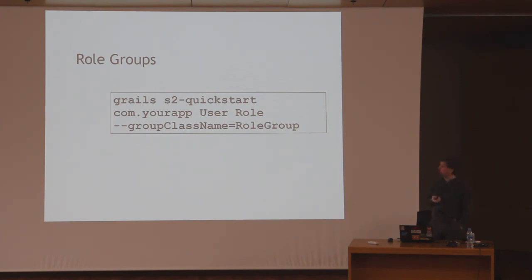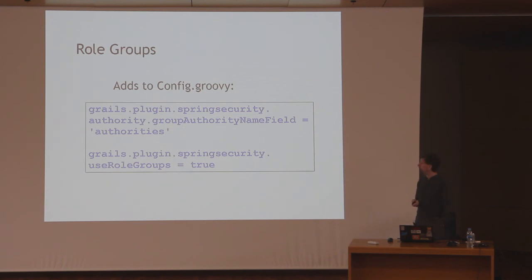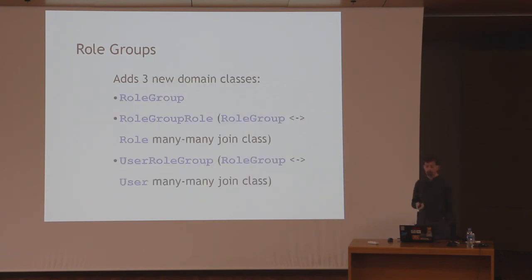Role groups, like I said, this is a really cool thing. It's a big contribution. It was a lot of code, a lot of changes. The old way you would do it was grails s2-quickstart, package name, user class name, role class name, optionally the request map class name if you want to use request maps. But now you can say --groupClassName equals whatever you want to call it, role group, or whatever name you like. And this will create a whole bunch of stuff. It'll add some properties into config.groovy, and it'll create 3 domain classes: the role group class, and then the 2 many-to-many classes. This is a pretty big topic. I'm not going to go into a lot of detail, but this is all described in the documentation.